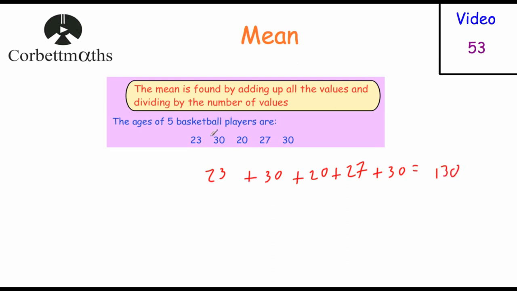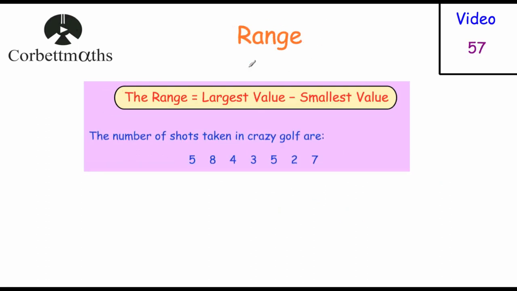Now we need to divide by the number of values. So there's 1, 2, 3, 4, 5 values. So if we take 130 and divide it by 5, that will tell us the mean. So dividing that by 5 gives us an answer of 26. So the mean is 26, and the mean is found by adding up all the values and dividing by the number of values.